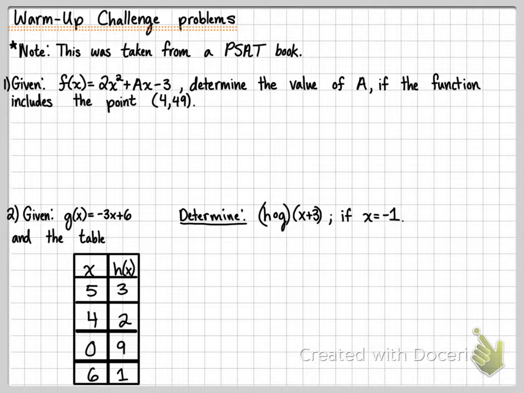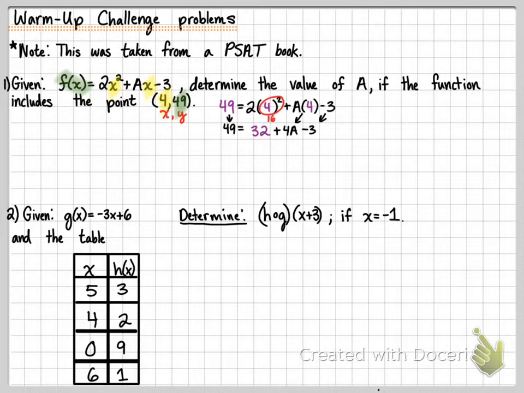So the first thing that we're going to do is plug in 4 for x and 49 for y. So that's all I did to get from here to here. I still have my a, and we're trying to determine the value of a. So I do 4 squared first, order of operations. So 4 times 4 is 16, and 16 times 2 is 32, and then we bring everything else down.